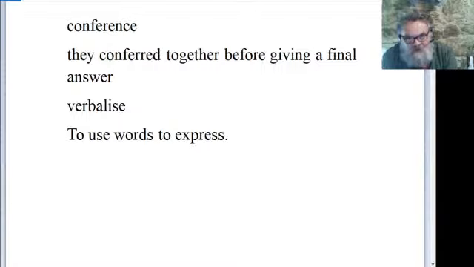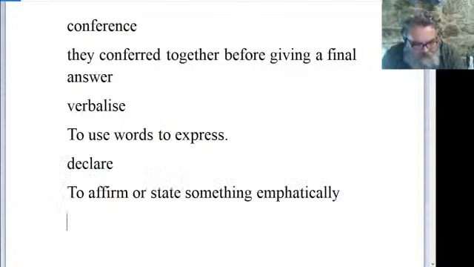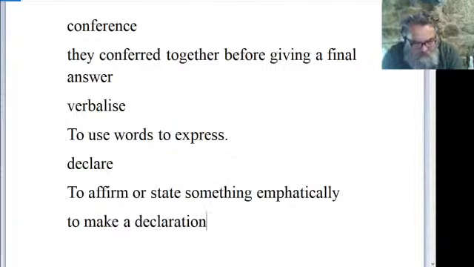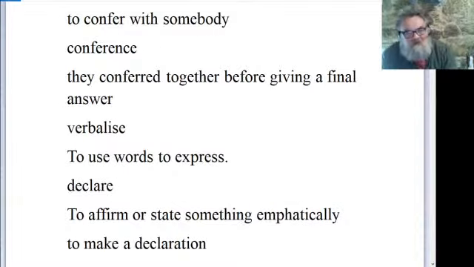Okay, let's try another one of these. So, to declare. Okay, so to declare is sort of like to state, but I think it's probably more emphatic. It's probably stronger. So to declare, to affirm or state something emphatically. Yeah, this is linked to the noun a declaration, to make a declaration. And very often if you make a declaration, they actually make you sign it. Yeah.